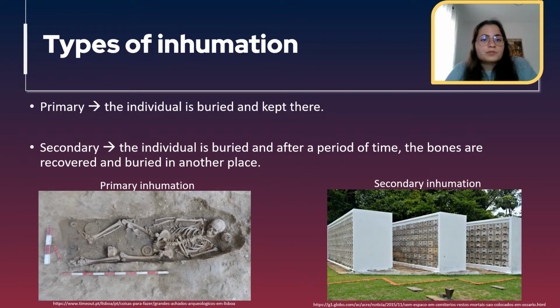There are two types of inhumations, primary and secondary. In primary inhumations, the individuals are buried and kept in the place. For example, in the case of an excavation, in this type of inhumation, we are seeing the individual in its original place of burial, as you can see, for example, in this image.